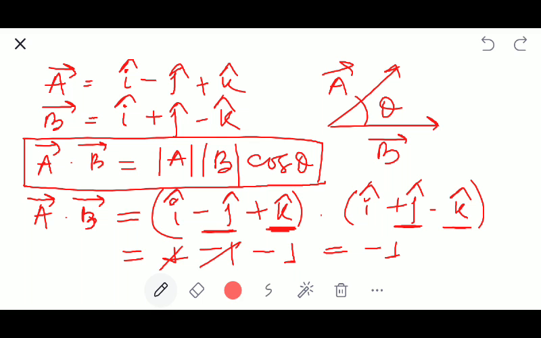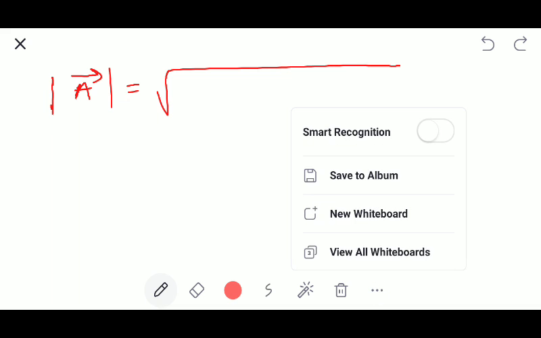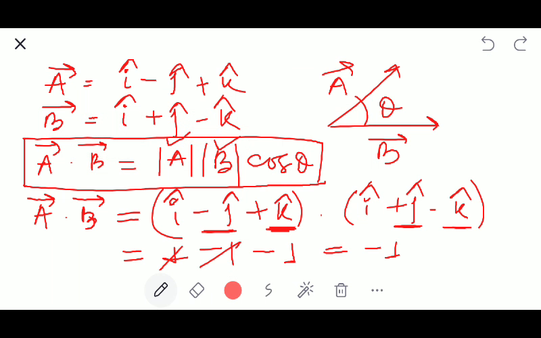Now I have to find the angle between them. So I should calculate mod of A as well as mod of B, right? Let's calculate mod of A and mod of B. Mod of A means under root of the coefficient of i squared plus the coefficient of j cap squared plus the coefficient of k cap squared.